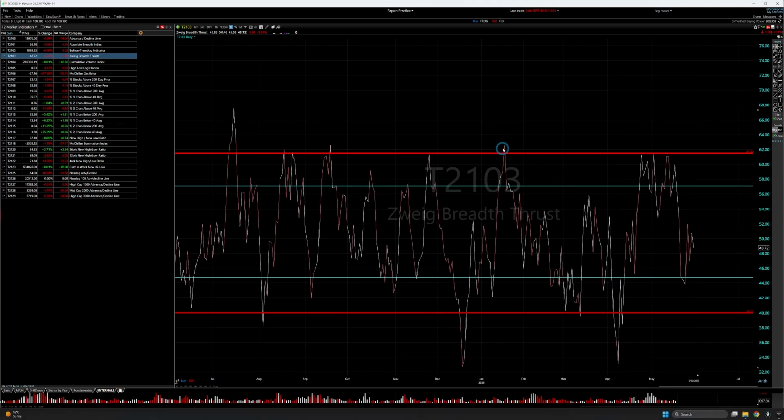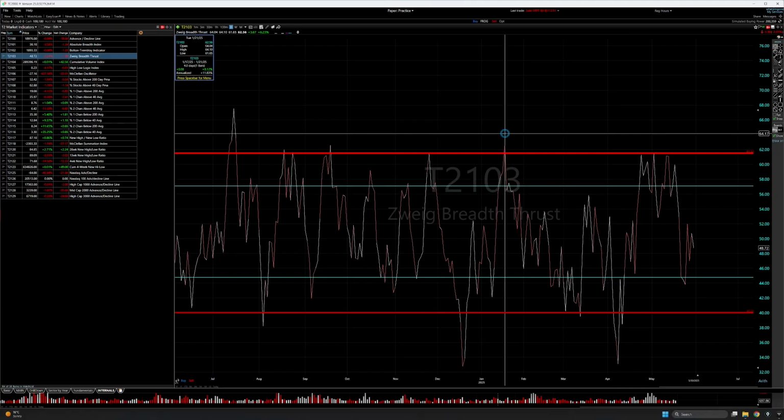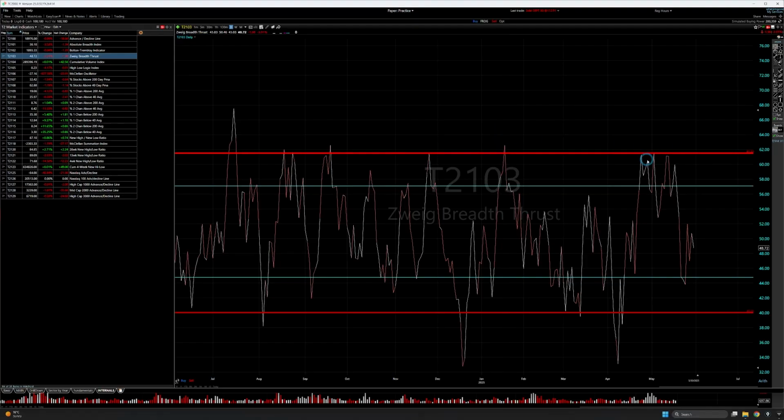And as far as the up move goes, we had the last one really on the 21st of January. Now we had very few close peaks recently. So this is the first one.